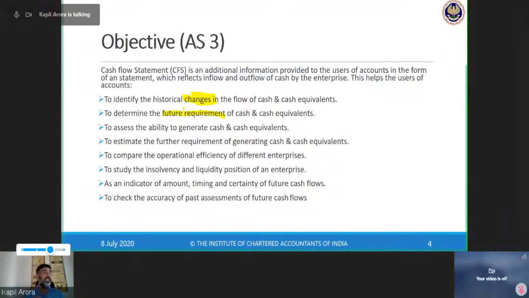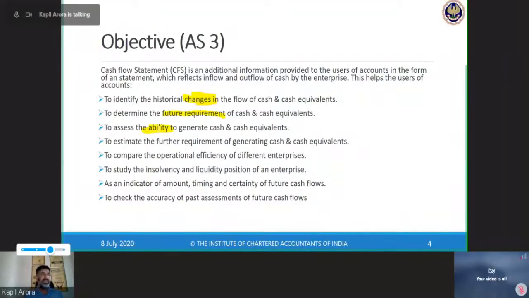It becomes difficult, and companies face a very big issue when the cash flow is not good. Okay. Then we talk about assessing the ability to generate cash and cash equivalents, right? Assess the ability to generate cash and cash equivalents.